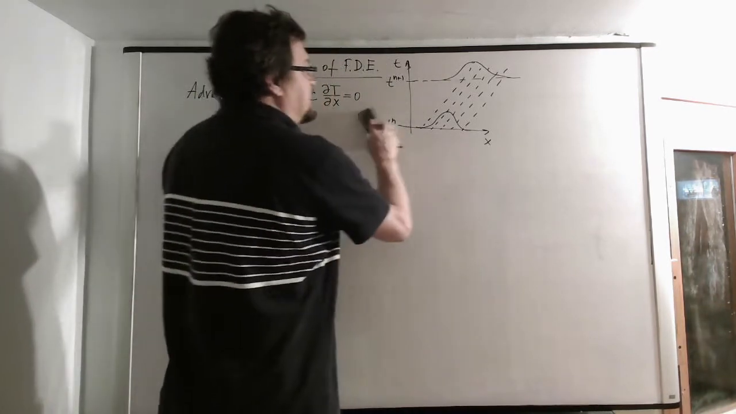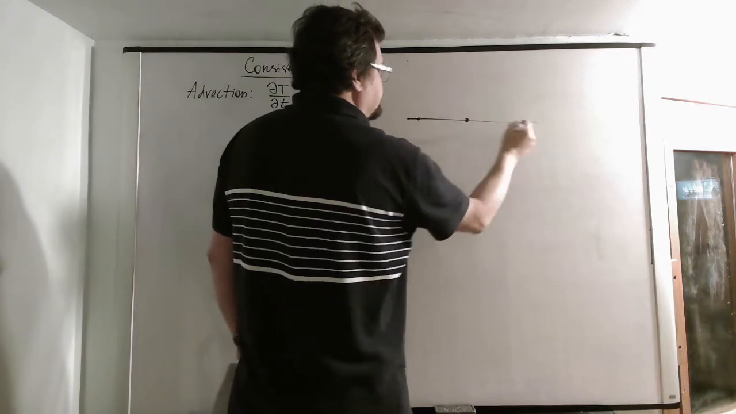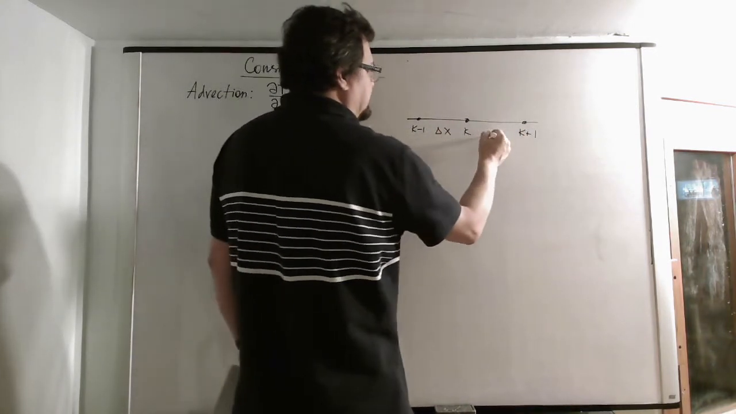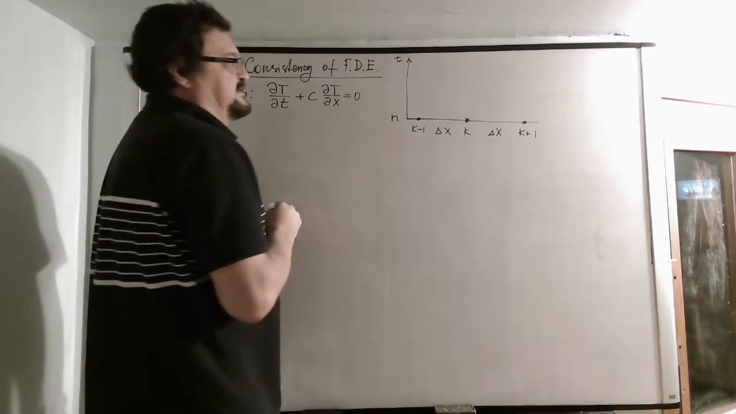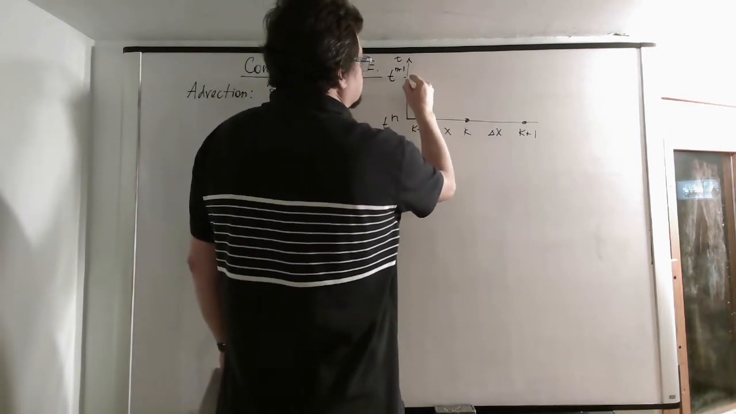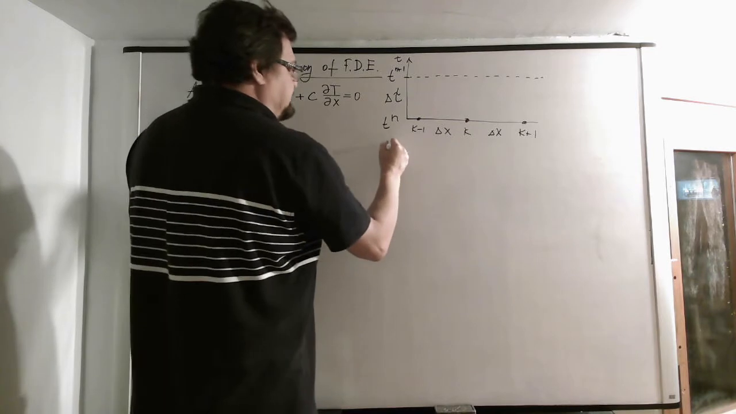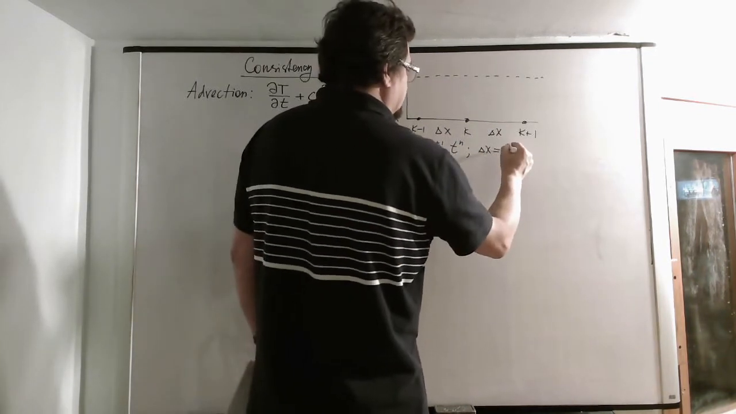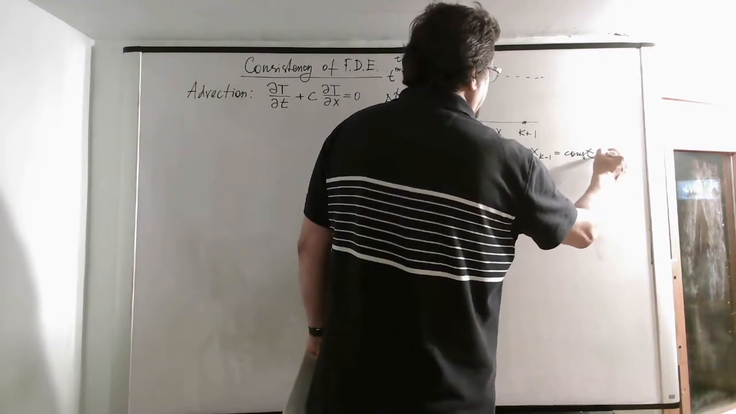So for that we do the following. Let's consider our discrete grid. It has points k minus 1, k, k plus 1, and let's assume for simplicity a constant grid step delta x. Then we have time, and we have time level n. This is T^n, and this is time level T^(n+1). We have a constant time step delta t equals time n plus 1 minus time n, and delta x equals x_k minus x_(k-1), for example, and is constant for any k.